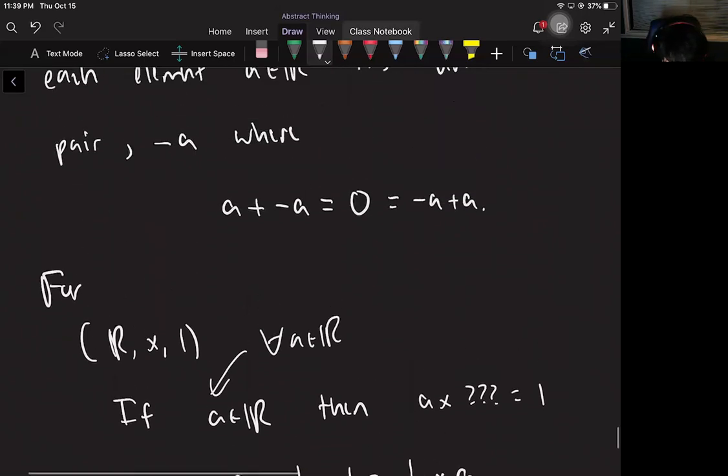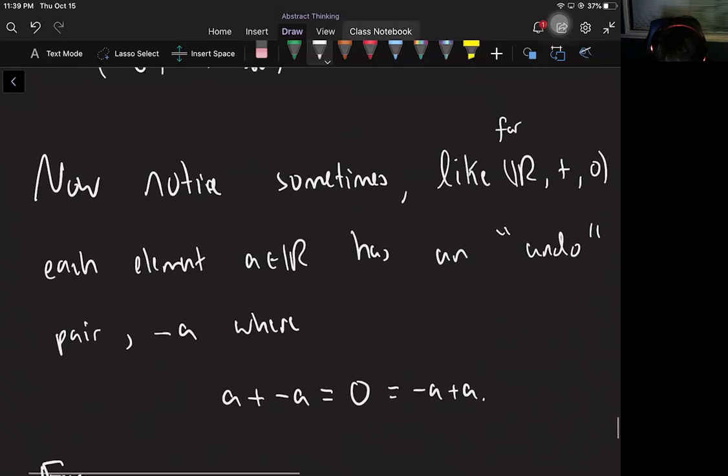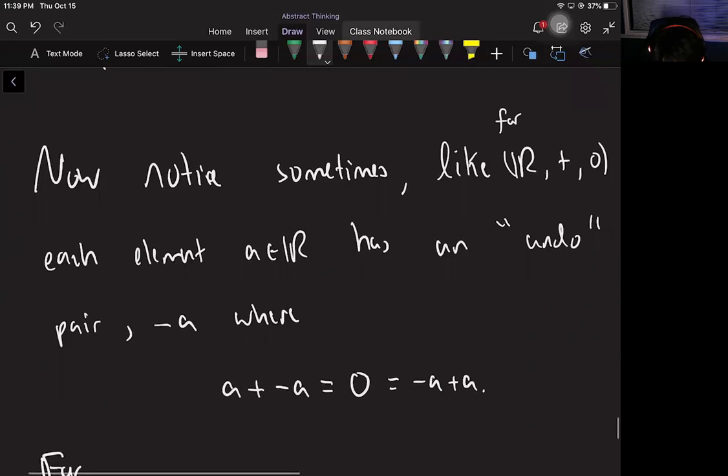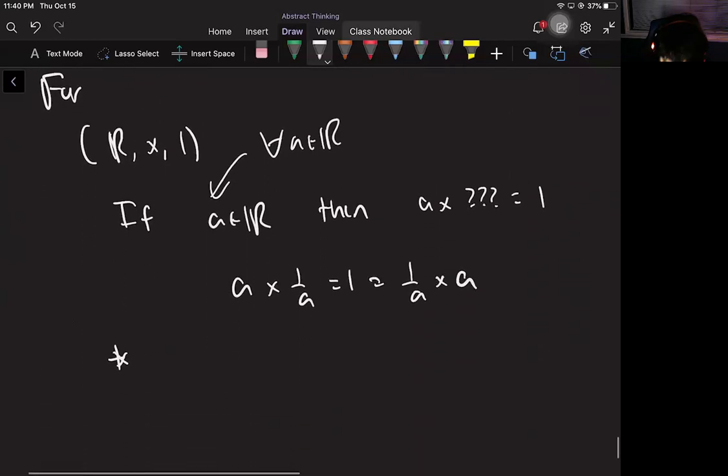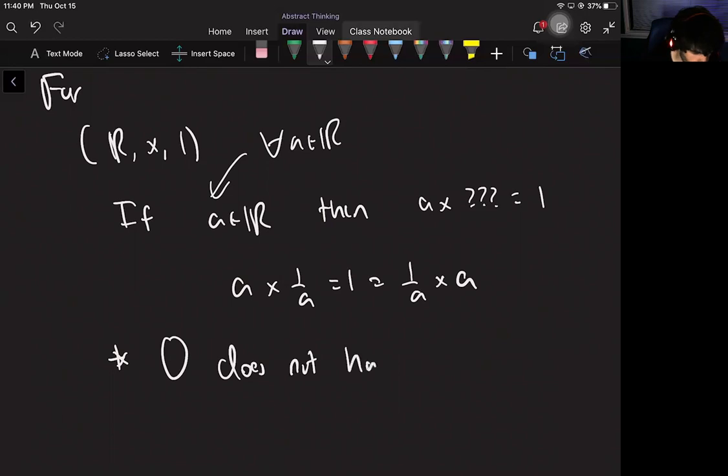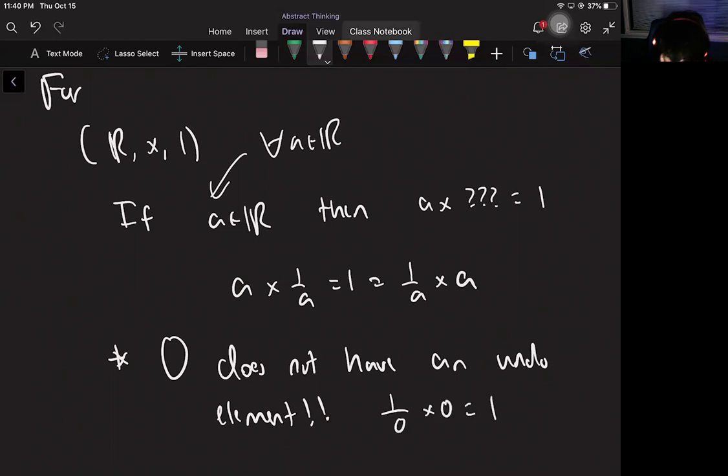So up here, it's true that every single number has a negative that if I add it to the original takes me to the identity. But here it's not true because most numbers do have a way to get back to being 1, except 0. So 0 does not have an undo element, which is kind of annoying. So there is no 1/0 that would make this work.